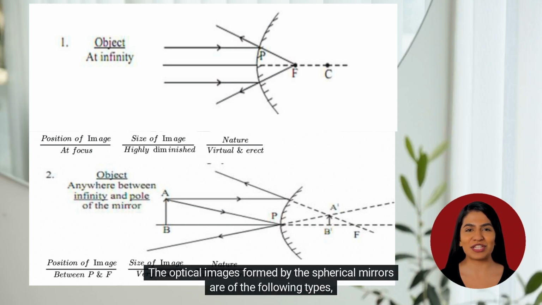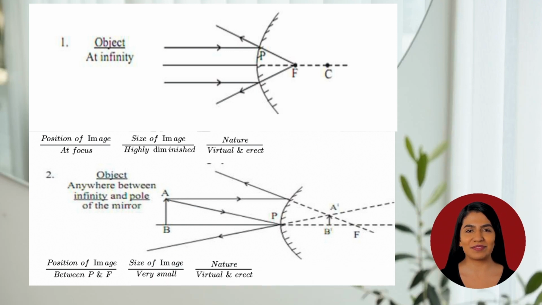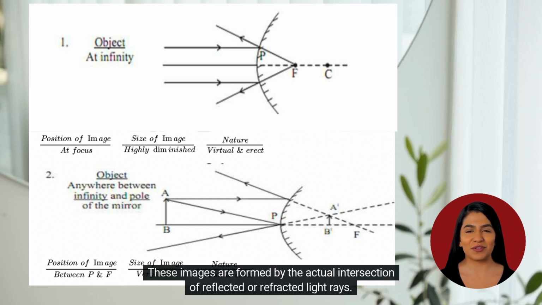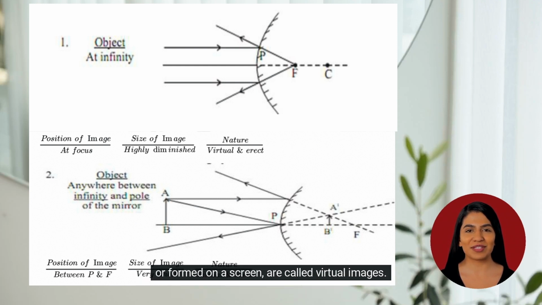The optical images formed by the spherical mirrors are of the following types. 1. Real image. Those images which can be transferred or formed on a screen are called real images. These images are formed by the actual intersection of reflected or refracted light rays. 2. Virtual images. Those images which can be seen only by looking into a mirror but cannot be transferred or formed on a screen are called virtual images.